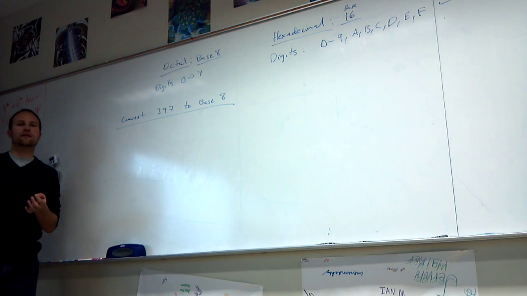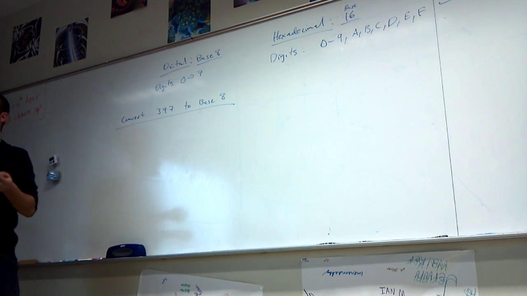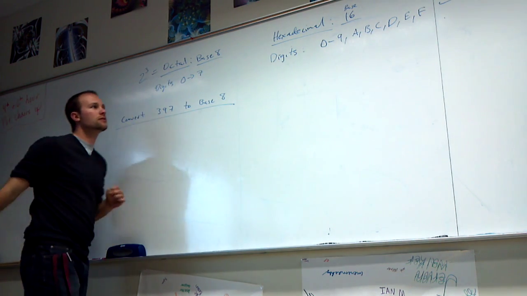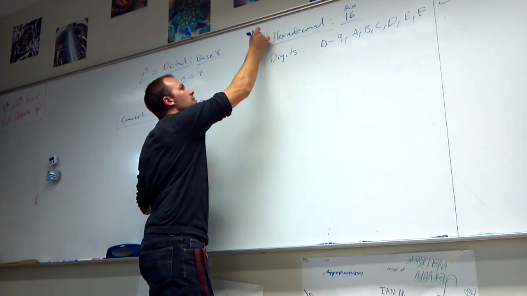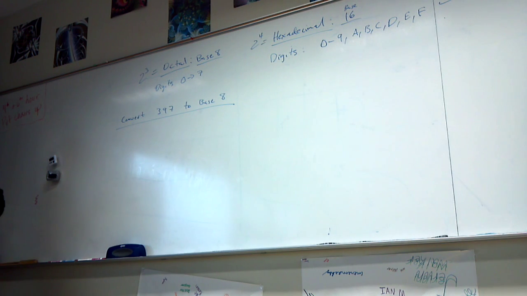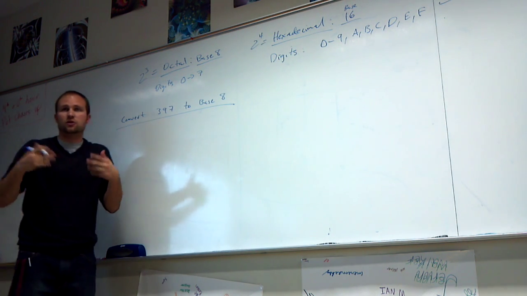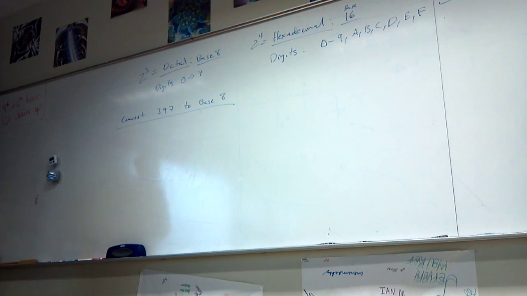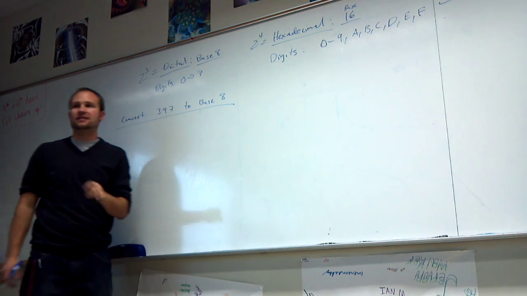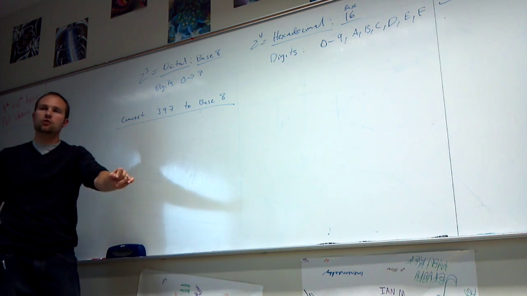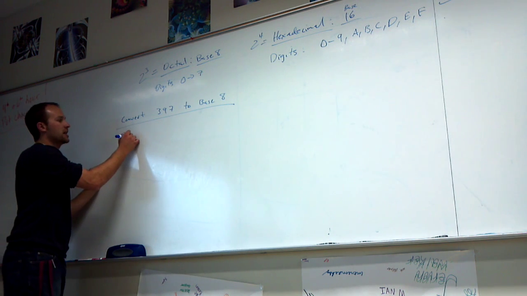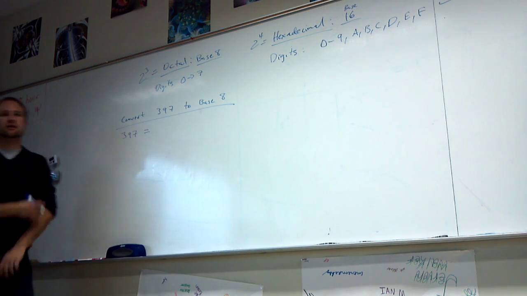8 times 2 is 16. 2 to the third is 8, 2 to the fourth is 16. So 2 to some power gets both of these bases. That's why these are helpful. So when we want to convert 397 to base 8, we're going to take the base 2 and then convert to base 8.